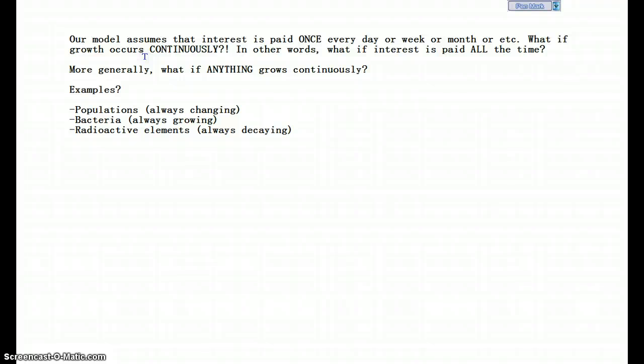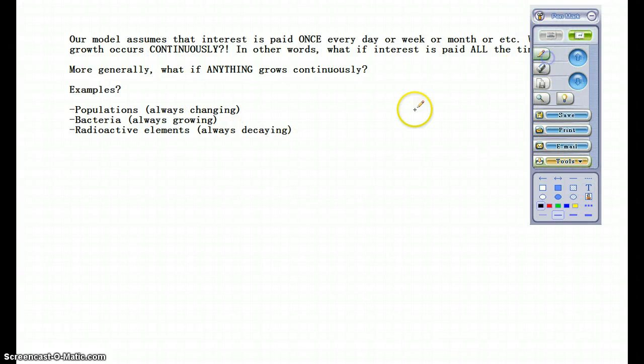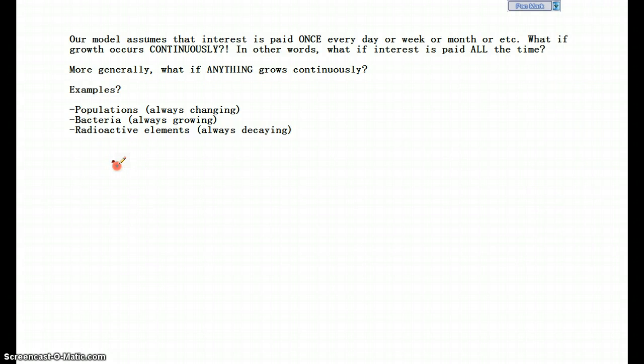What if growth occurs continuously? In other words, what if interest is paid all the time? More generally, not only interest, but what if anything grows continuously? Things like populations, which are not just changing once a year, but are changing all the time. Bacteria are always growing. Radioactive elements are always decaying. Things like plutonium are always decaying whenever they're in inactive states. So, first of all, let's go back and address our compound formula.